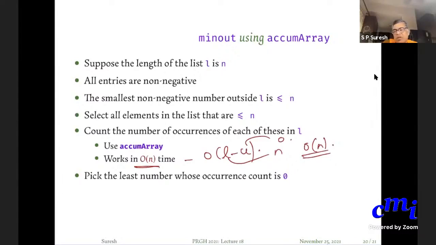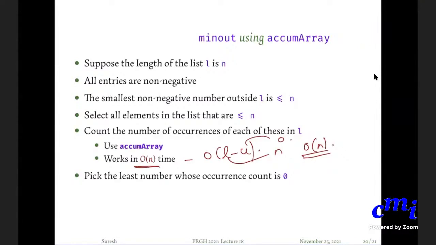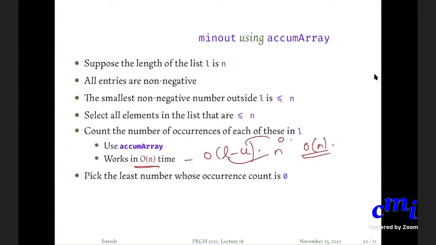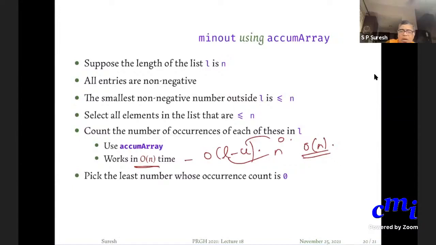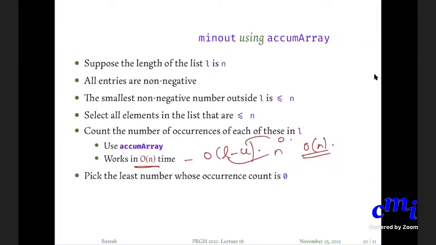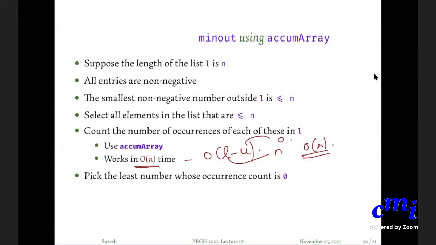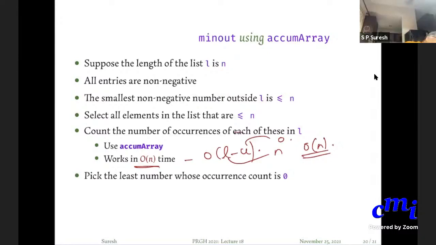Sir, we are selecting all elements in the list that are less than or equal to n, right? Yes, right. So how can that have occurrence 0? I mean, the count 0? Why not? The count 0 means it does not occur in the list, right? Right, what you're saying is true. Count the number of occurrences of each of 0 ... n in L. That is true.